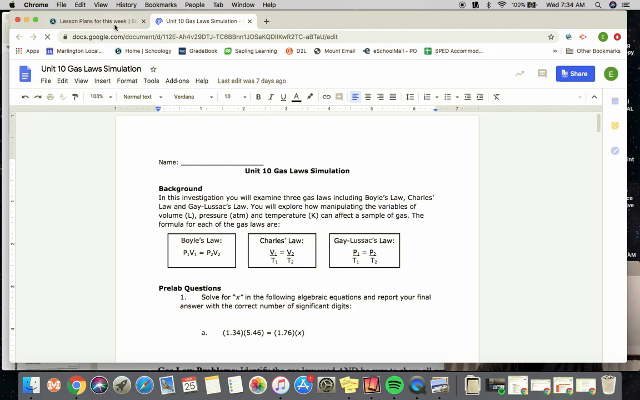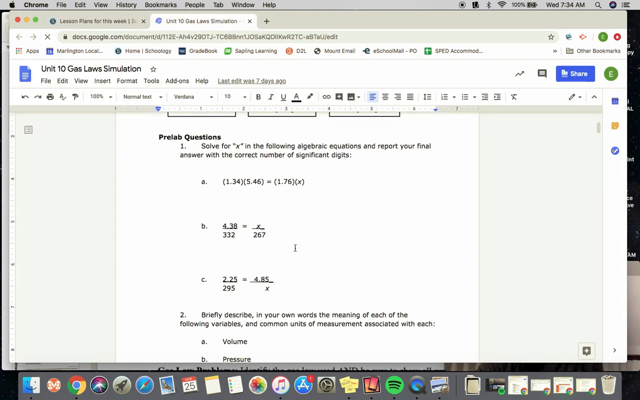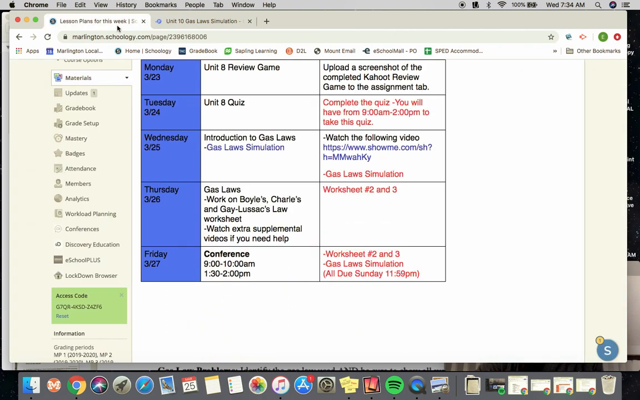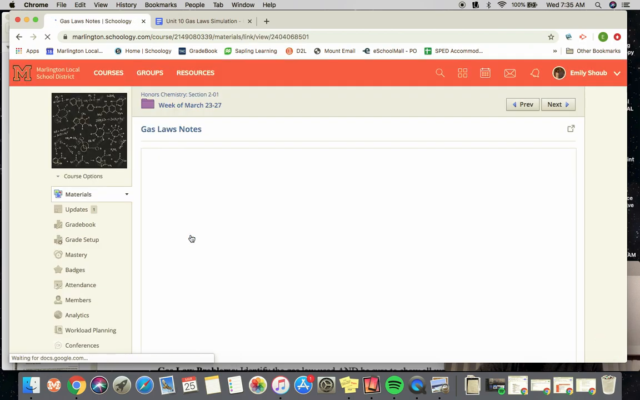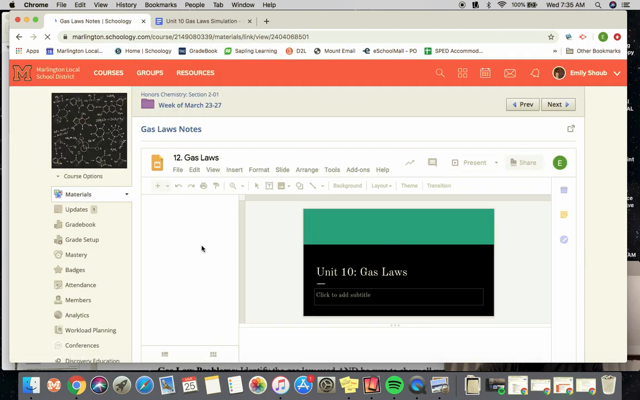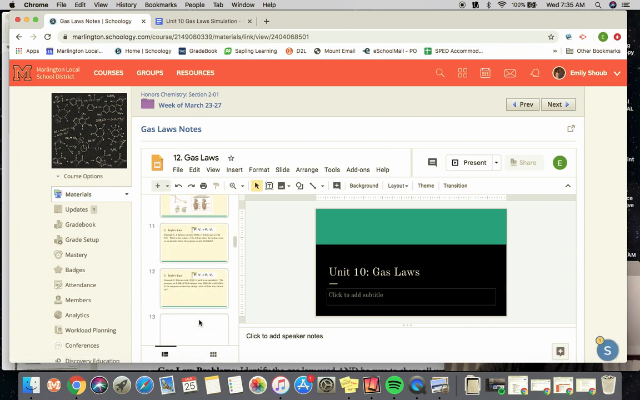This is the worksheet that you're going to be doing, but you're going to create your own. There is a link in there. I'll make sure that the link is active, and that's where you'll go to do that simulation. There's also a video that I have that's me explaining the notes. If you go back in Schoology, I have a link here for the gas law notes. If you click on that, just like if we were taking notes in class, these are the gas law notes that we're going to be covering.